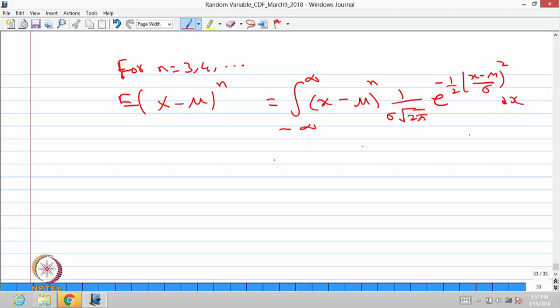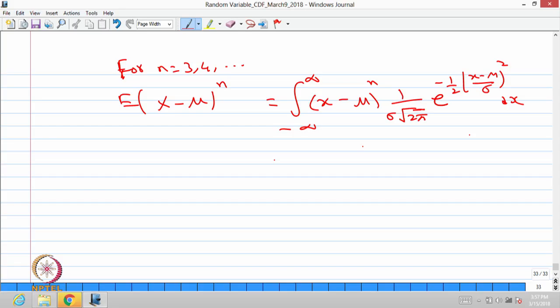If you see the integration very carefully, when n is an odd positive integer, then the integration value is going to be 0, because e power minus 1 by 2 (x minus mu divided by sigma) whole square is an even function. When n is an odd positive integer, the whole integration value is going to be 0. Therefore, you can immediately conclude this is going to be 0 for n equal to 3, 5 and so on.